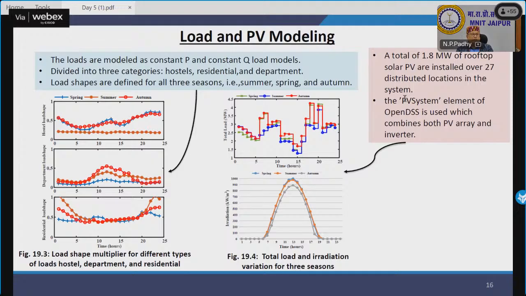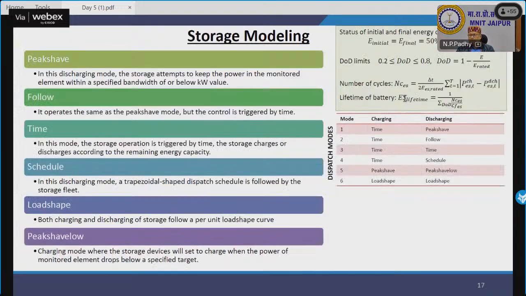So this case study was for 1.8 megawatt. The PV system element of OpenDSS is used, which combines both PV array and inverter modeling. So instead of modeling the inverter and PV models separately, we have taken the PV system, where the complete PV system is available to us. Using that, we have modeled our IIT Roorkee distribution system.